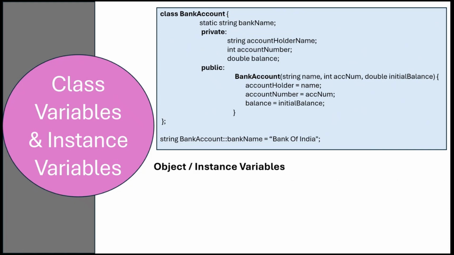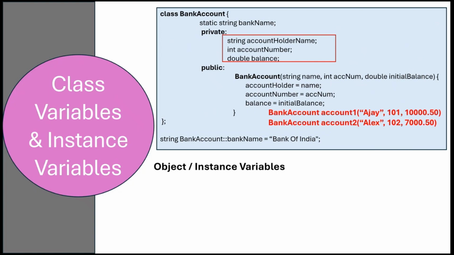Opposite to that, the object or instance variables are very specific to the object, right? For example, in this case, these highlighted ones are the variables or the fields belonging to each object, right? If we create two objects, account 1 and account 2, you can see the properties are different for both the accounts, right? Because of that, these fields will be separate for the account 1 object and account 2, so it is unique for each object.